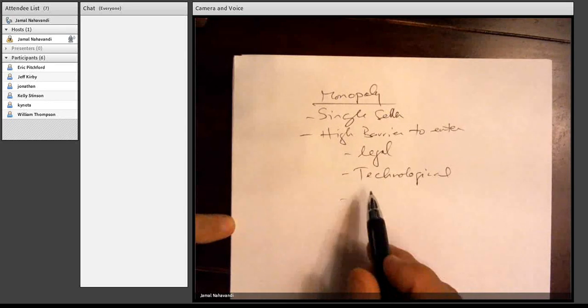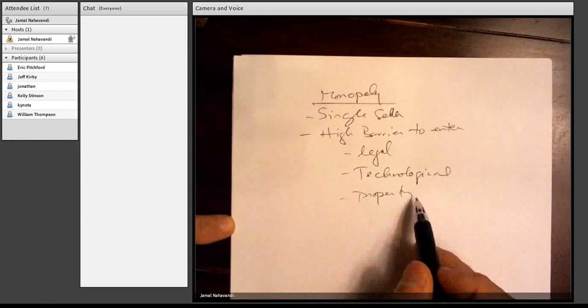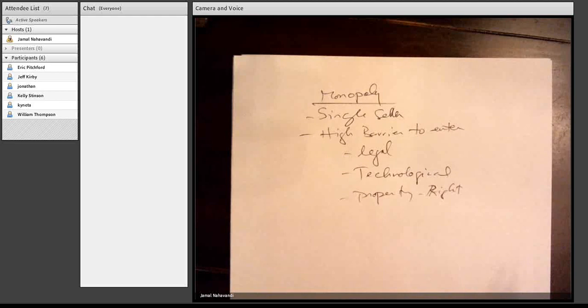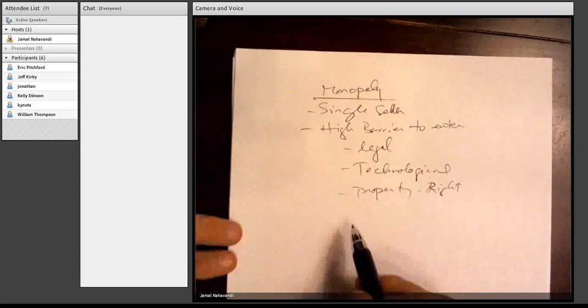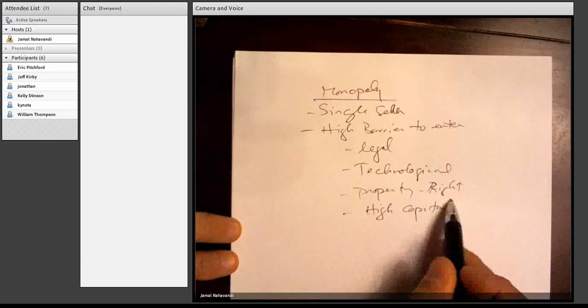It could be other things like property or property rights, like De Beers, the diamond-producing giant. They own a lot of mines, and so nobody can really compete with them that much because they own it. So therefore, the reasons that entry into this position would be difficult include high capital requirements.